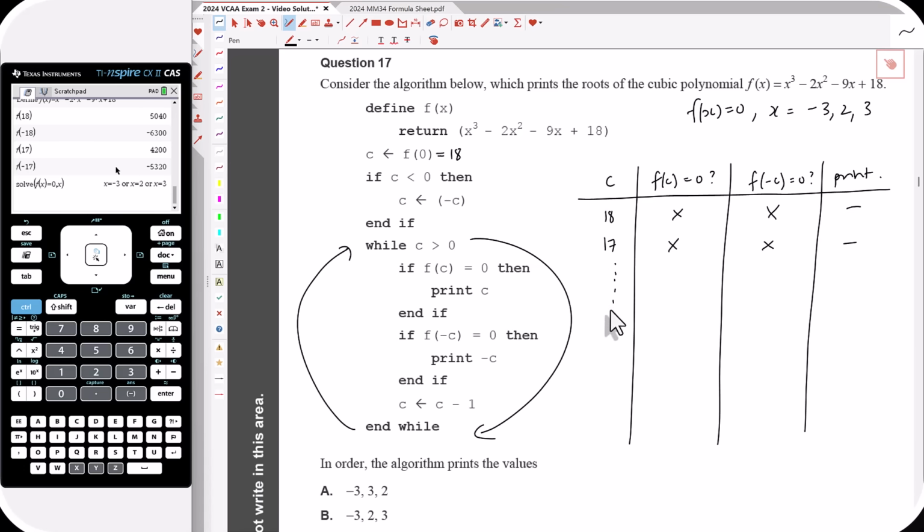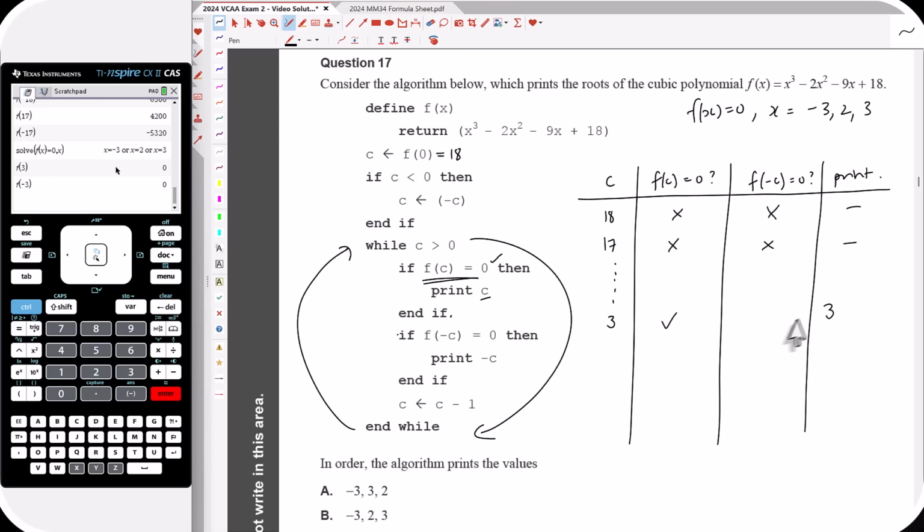So we continue to subtract 1 from c, so the highest of those values is 3. So let's see, when c equals 3. So we're going to work out f of 3 and find that that does equal 0. So if this is true, then we're going to print c. So we're going to print the value of 3. Then we get to the end of this if statement, and we go straight into the next if statement from there. So if f at -c equals 0, so f at -3 also equals 0.